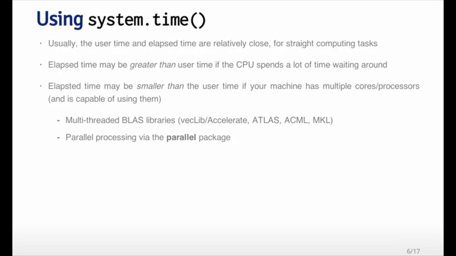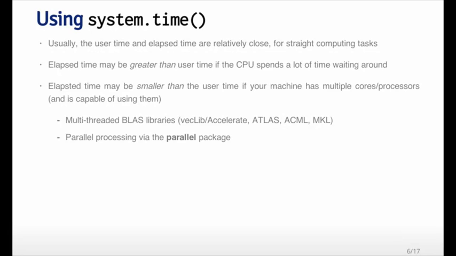The elapsed time can be greater than the user time, which means that you spend more time waiting around than the computer actually spent dealing with your code. The idea is that the computer may spend a lot of time waiting around for other things to happen, things that are external to the program itself. And so the CPU doesn't actually spend a lot of time working on your code. It may be spending a lot of time working on other things going on in the background.